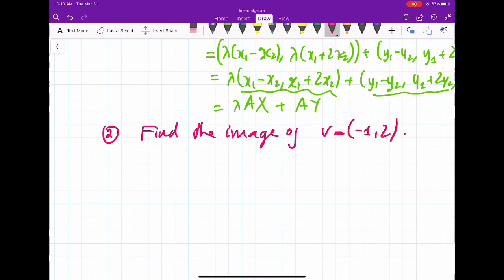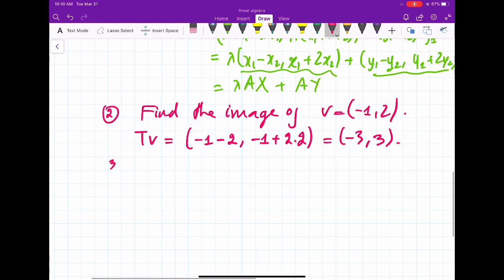-1 and 2. So you just need to plug V into the formula. You have TV equal to x is -1 minus y is 2, x plus 2y, 2 times 2, which is -3, and then 3. If they ask you to find the pre-image of some vector, you might do that too.